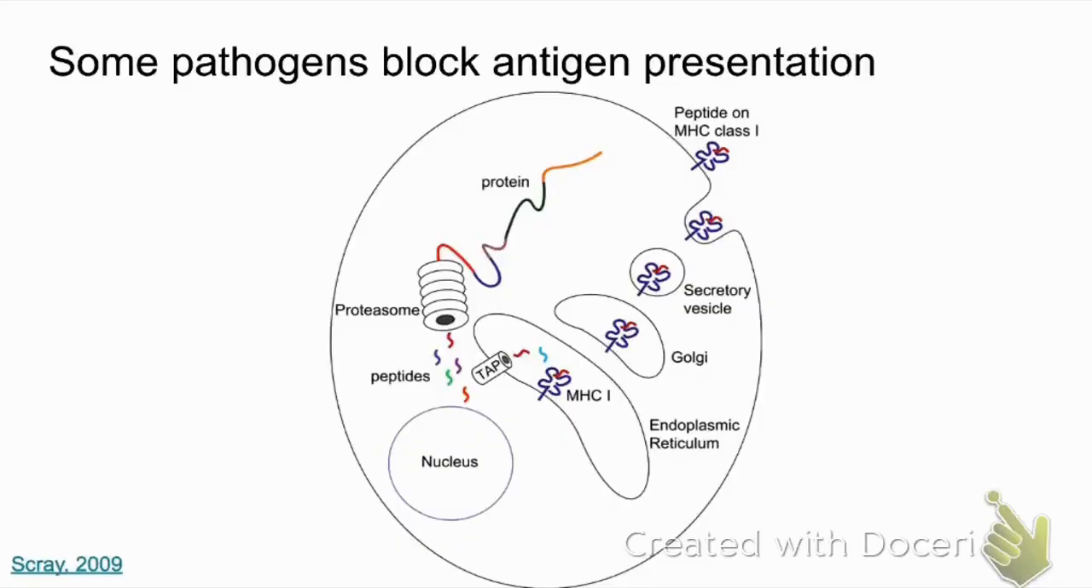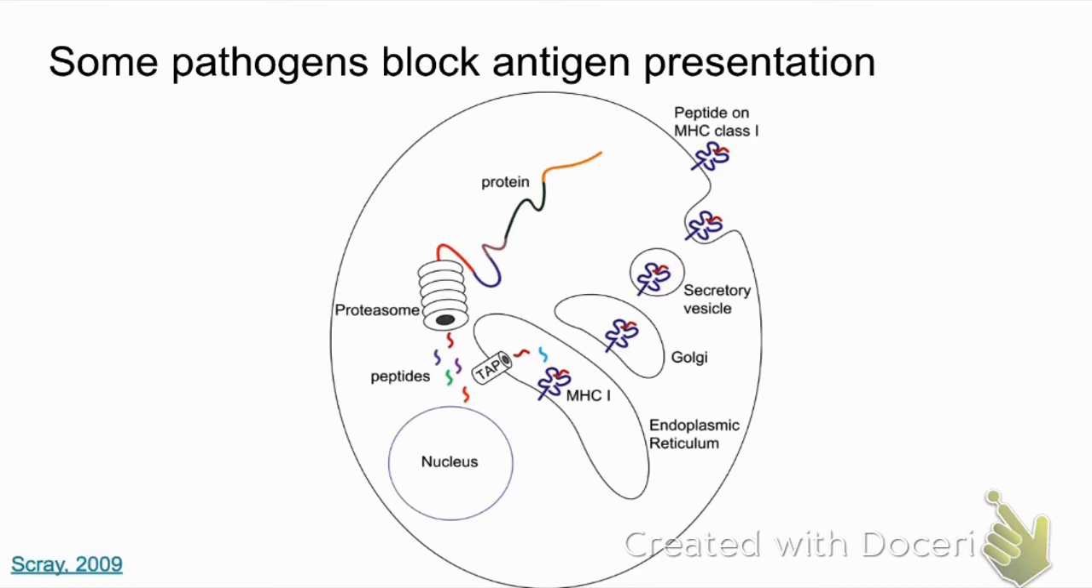Now, to me, pathogens are fascinating. It amazes me how they find ways to avoid detection by the immune system. And regulating the presentation of MHC1 on a cell surface is one of the ways that some viruses have figured out to avoid immune detection. So there are a couple of them that I want to highlight really briefly here.